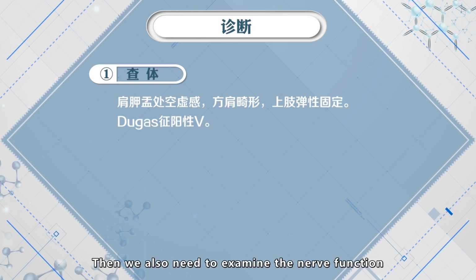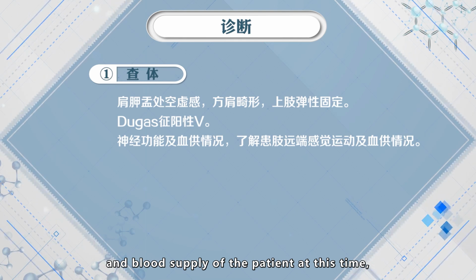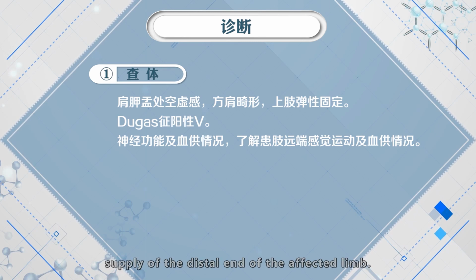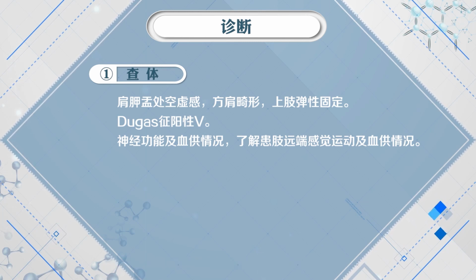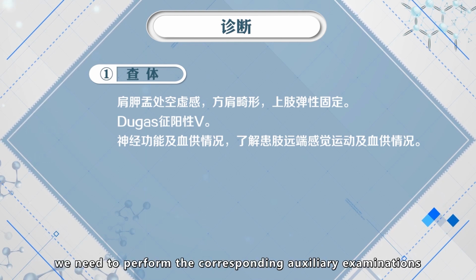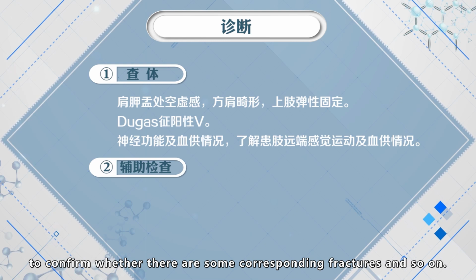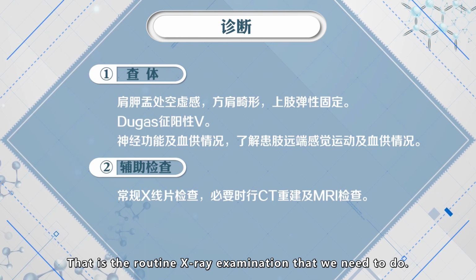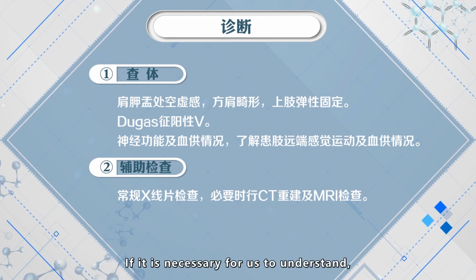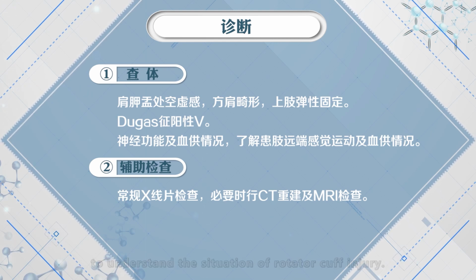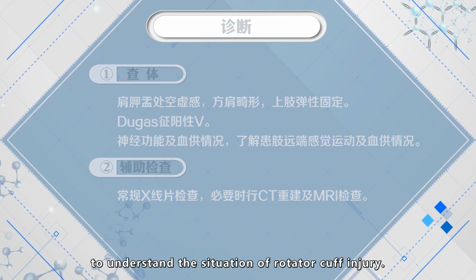Then we also need to examine the nerve function and blood supply of the patient at this time to understand the sensory motor function and the blood supply of the distal end of the affected limb. Next, after the physical examination has been completed, we need to perform the corresponding auxiliary examinations to confirm whether there are corresponding fractures and so on. That is the routine X-ray examination that we need to do. If necessary, we can do CT reconstruction and magnetic resonance imaging to understand the situation of rotator cuff injury.